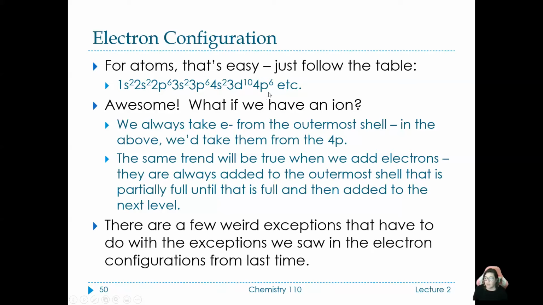So we're going to take the electron from there if we're going to do it. Same trend will be true when we add electrons. If we're going to add electrons to this, it will get put into that 4p, right? If there's no space in the 4p, we'd put it into the 5s, okay? In this case, there is no space in the 4p, so we'd have to add it to the 5s. There are a few weird exceptions that have to do with the exceptions we saw in the electron configurations from last time. So again, if it gives us a situation where we can have a half empty or completely full D, F, G, whatever, that's going to be an exception that we will do. All right? So that's how we'll work that.